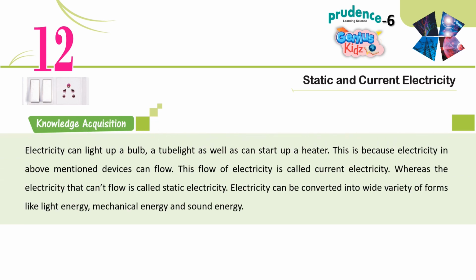Electricity can light up a bulb, a tube light, as well as start up a heater. This is because electricity in the above-mentioned devices can flow. This flow of electricity is called current electricity, whereas the electricity that can't flow is called static electricity. Electricity can be converted into a wide variety of forms like light energy, mechanical energy, and sound energy.